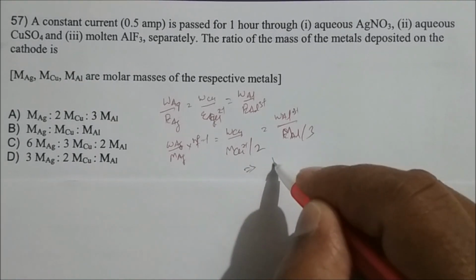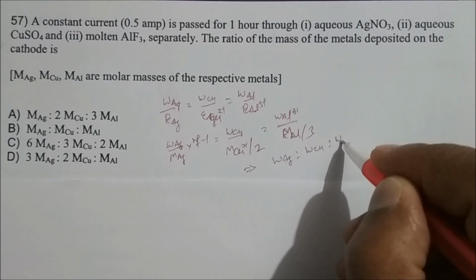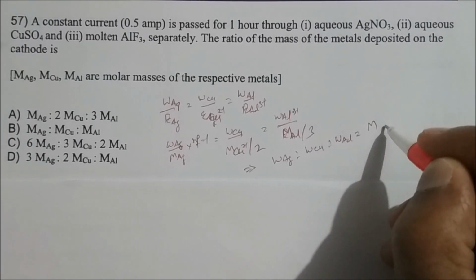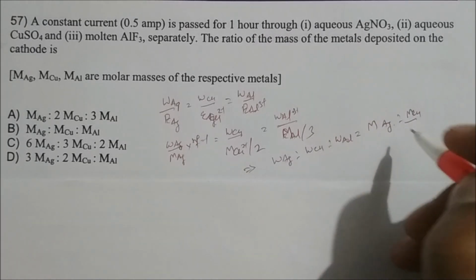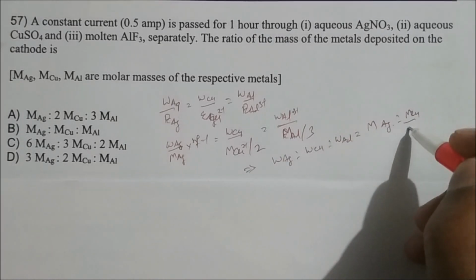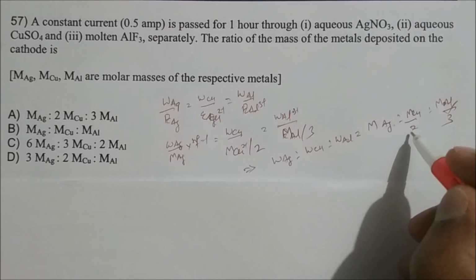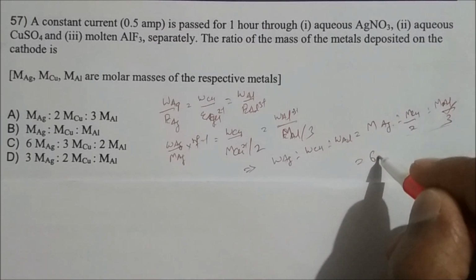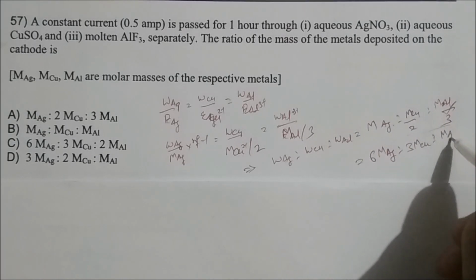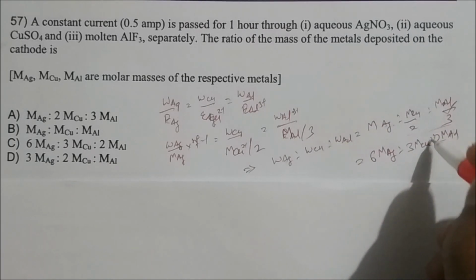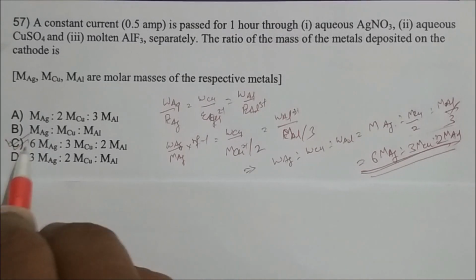In this case, the ratio of the weight of Ag to the weight of copper to the weight of aluminium is the molar mass of Ag, to the molar mass of copper divided by 2, to the molar mass of aluminium divided by 3. If you take the LCM 6, it comes out as 6 times the molar mass of Ag, 3 times the molar mass of copper, and 2 times the molar mass of aluminium. So this is the ratio. In this option only, we can see that option C is correct.